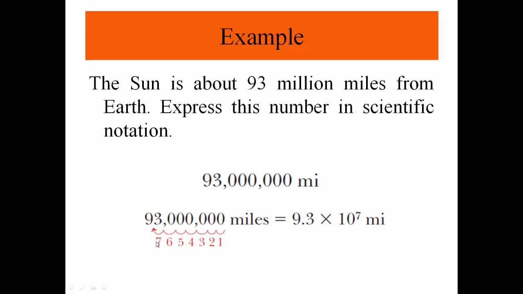And since we are moving the decimal point to the left, the exponent value is positive. Or we can say, since this number is greater than 1, the exponent number is positive, as you see here. So here, since we moved it, we have 9.3. And 9.3 is between 1 and 10, so this number is valid. So 9.3 times 10 power 7 miles. And as you see here, we have two significant figures, and here we have two significant figures.